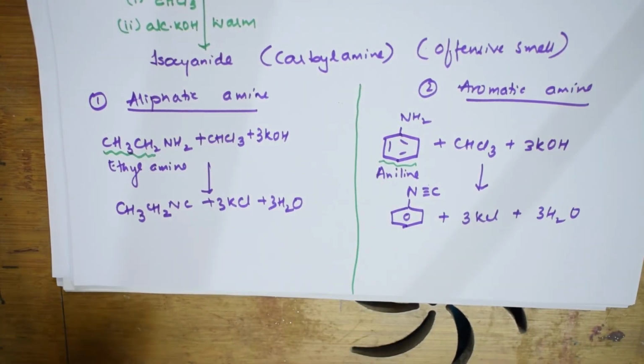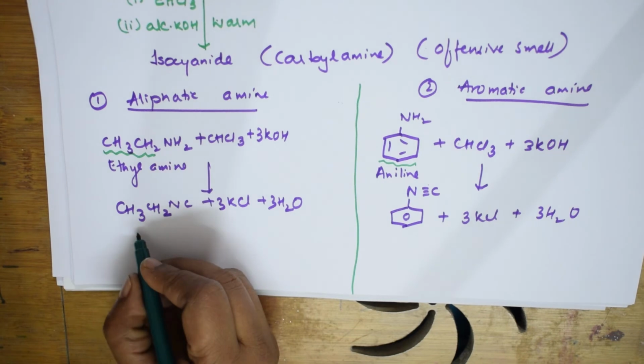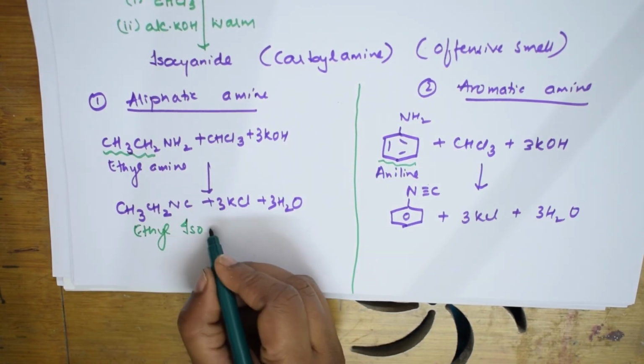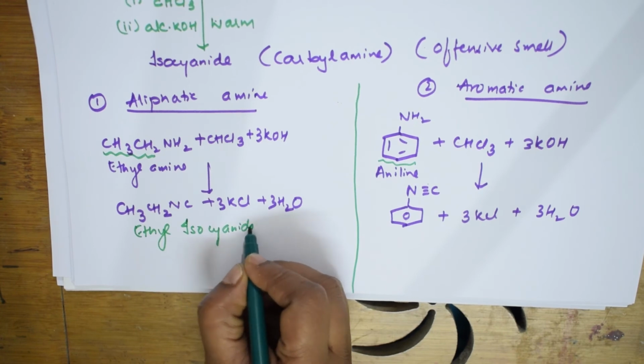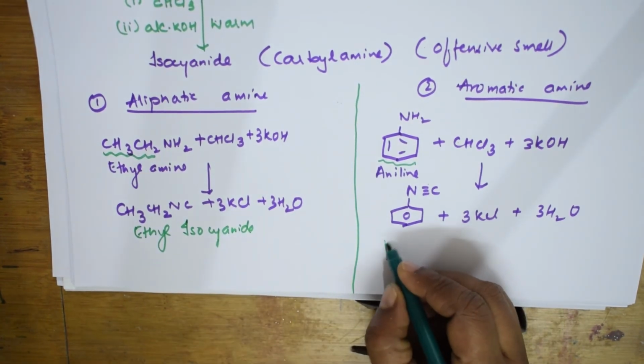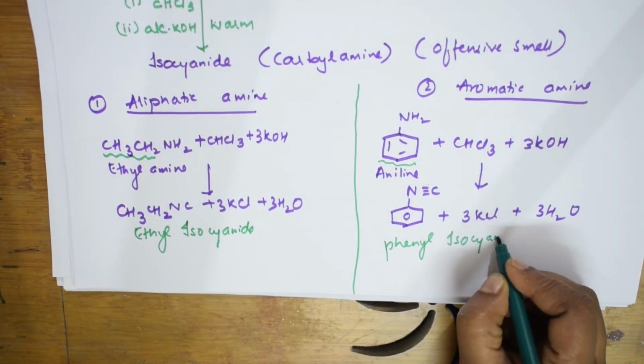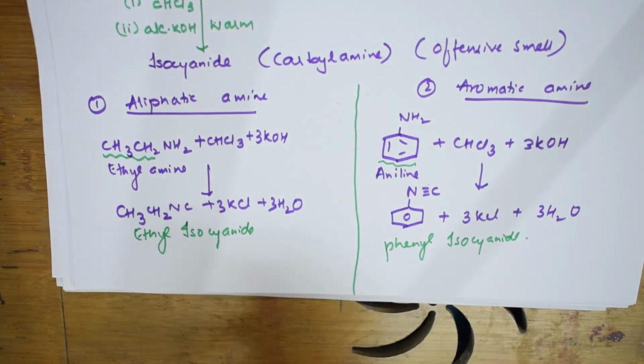Now it is confusing. How, ma'am, how can I remember this? Let's see. Let us write the name of this compound. The name of this compound is called ethyl isocyanide, and the name of this compound is nothing but phenyl isocyanide. Now do remember this whole confusion. Let's see the mechanism. Simple.